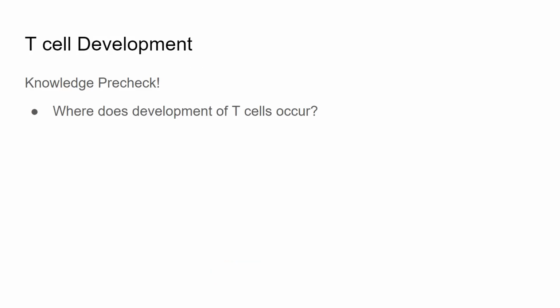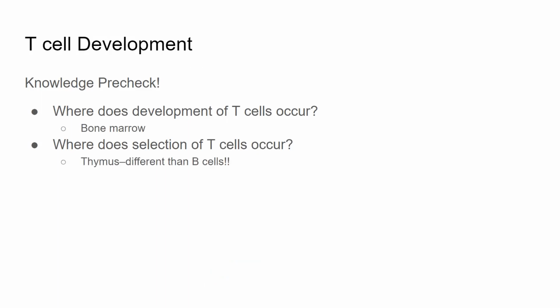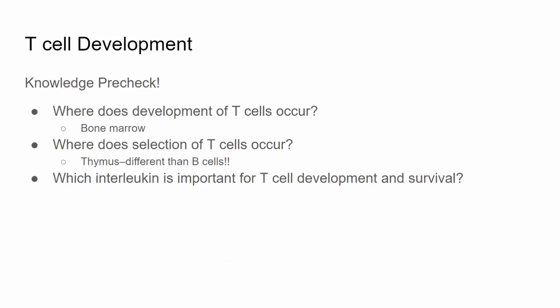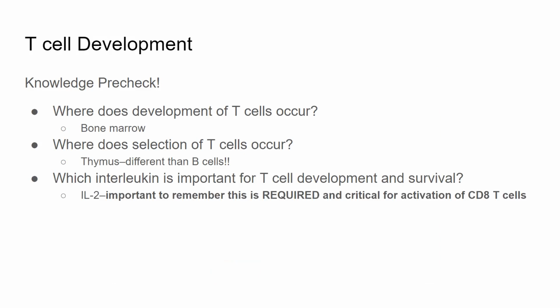So where does T cell development occur? Like where are they made? Bone marrow. But where do they undergo selection? The thymus. Nice. And then which interleukin is important for the development and survival of T cells? Yep, I heard it over there. IL-2. And this is a really important one to know because it's needed for all T cells, but it also is especially needed for the activation of CD8 T cells, because if you don't have IL-2, you cannot activate the cytotoxic T cells. And then lastly, which one suppresses T cell activity? Beautiful, you guys are ready. IL-10, I would know that too.